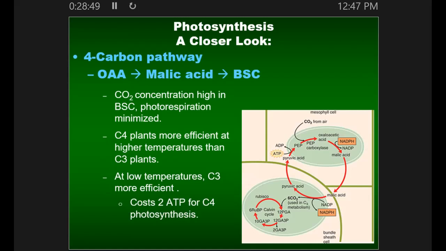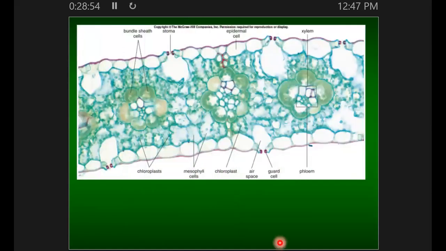When you look at C4 plants under the microscope, when you look at their leaves, this was corn or maize. So they've done a cross section of a leaf, and you can see how plump the bundle sheath, the ring of cells, are. And then the spongy mesophyll cells are usually hugging up to the bundle sheath because they have to pass molecules back and forth to do the C4 cycle. And so you tend to see that as well.